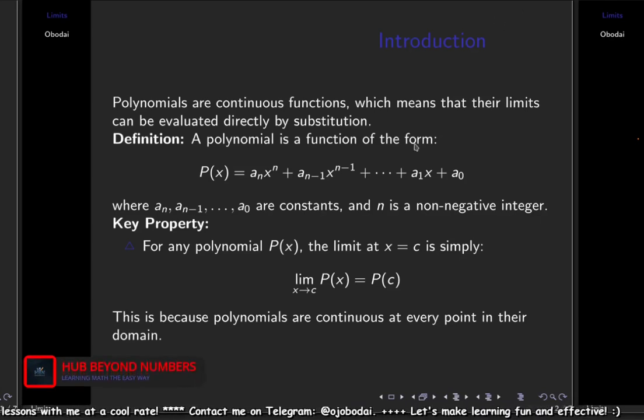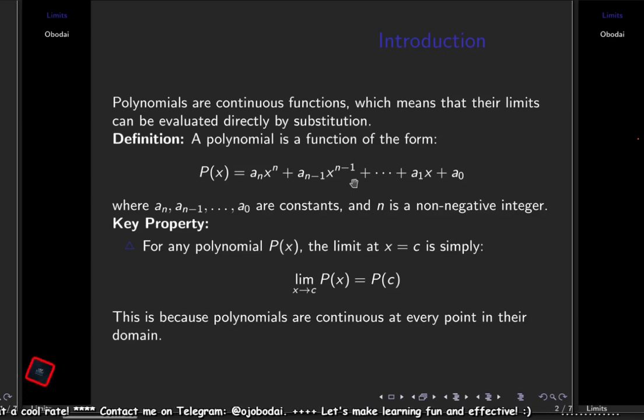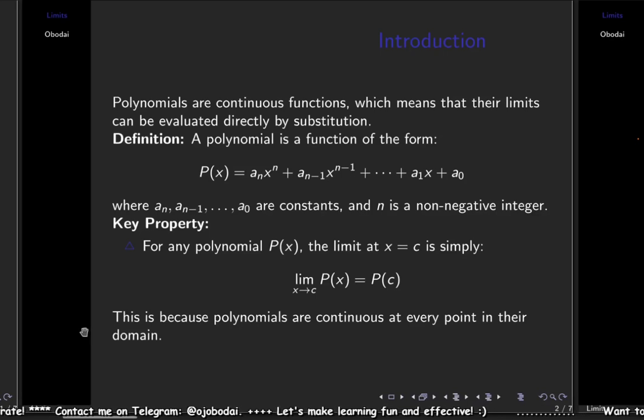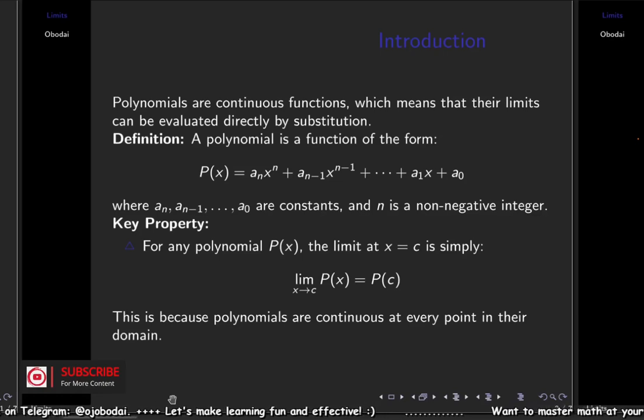Now in this video, I do hope that you have watched the two previous ones that explain all we need to know before solving any question on limits. In this particular video, we are just looking at how to find the limit of polynomial functions. That is the basic question you can ever get on limits. So how do we solve limits of polynomial functions?